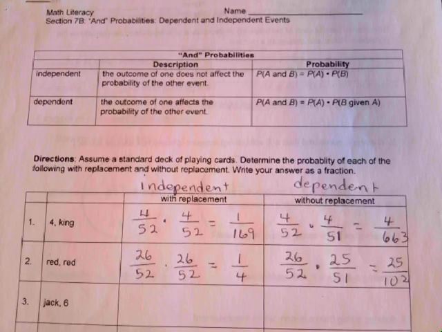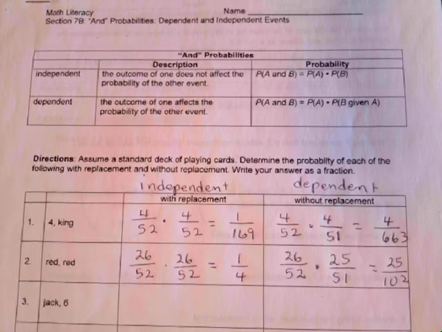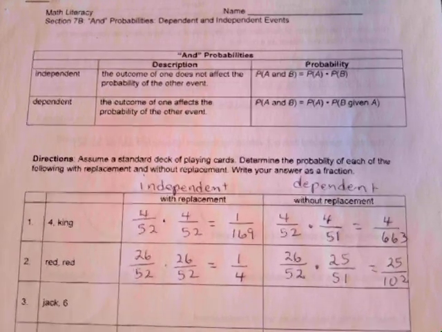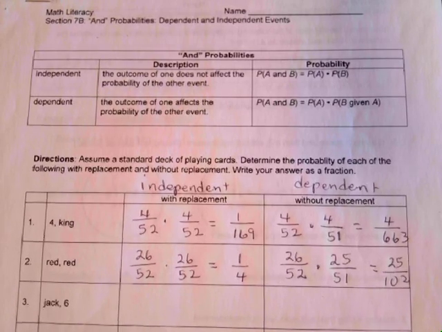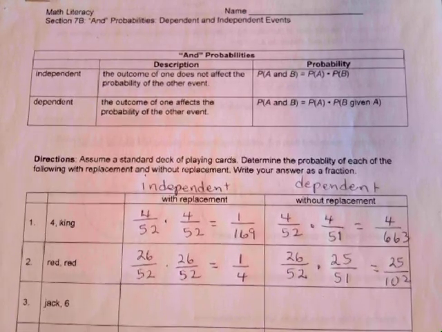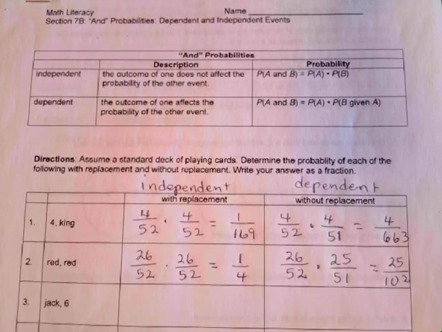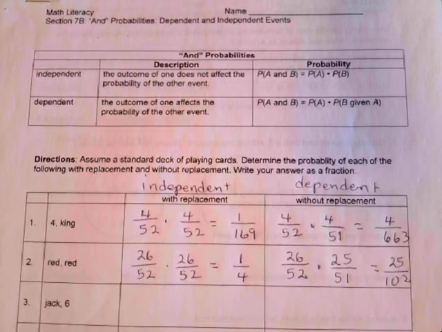Let's skip down here. Let's do, what's the probability you're going to get a red and then a black? 26 out of 52. Put it back in there. 26 out of 52. 1 out of 4.